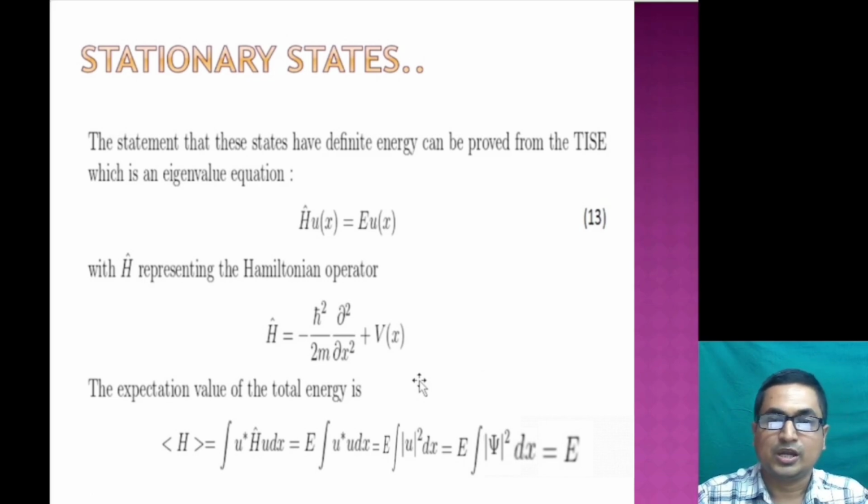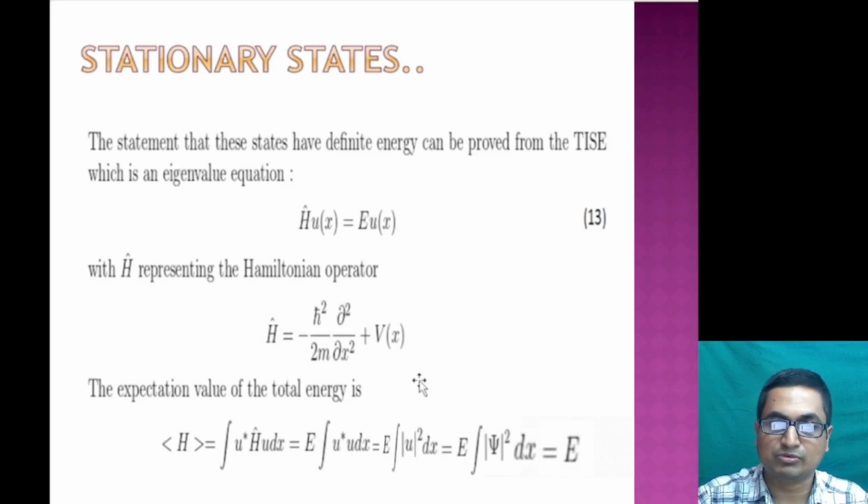Also, the fact that the stationary states have definite energy can be proved from the time-independent Schrödinger equation, which is an eigenvalue equation. Just for timing, let us remember that an equation of this form is an eigenvalue equation where this cap represents the Hamiltonian operator. The cap, usually given for operator representation, is operating on the wave function u(x), the time-independent solution, and this is giving us some value.